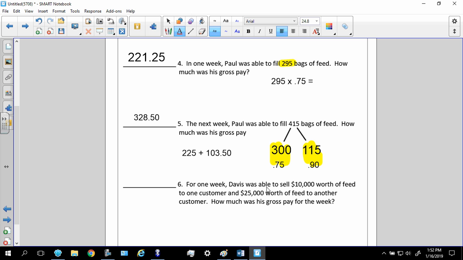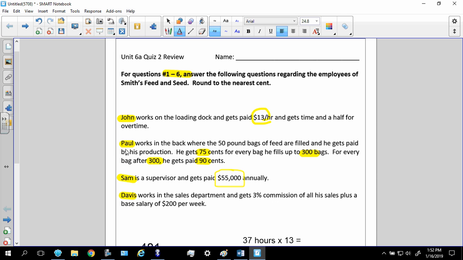All right, so for 1 week, Davis was able to sell $10,000 worth of feed to one customer and $25,000 worth of feed to the other. So how much was his gross pay? Let's look at Davis's rules here. He gets 3% commission. Oh, but he also gets a $200 base pay per week. That tells me right there it's kind of like a waitress. You have tips, and then you have his base pay.